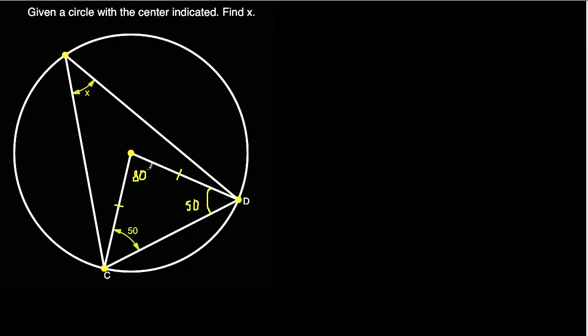Okay? So if this angle is the central angle, and this angle is the inscribed angle, that means that the inscribed angle is equal to the central angle divided by 2. 80 divided by 2 is just 40. So we find that x is equal to 40 degrees.